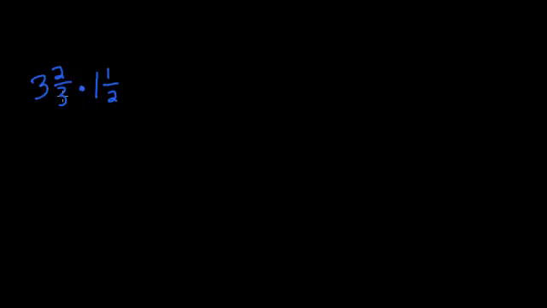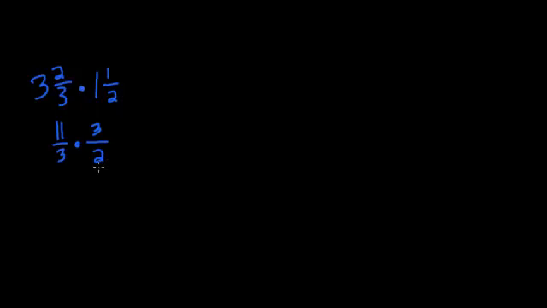So for 3 2/3, we're going to take 3 times 3, we get 9, plus 2, so that gives us 11. And we're going to keep the denominator 3. We're then going to take 1 1/2. We take 1 times 2 plus 1. That gives us 3. And we keep the denominator 2 the same.